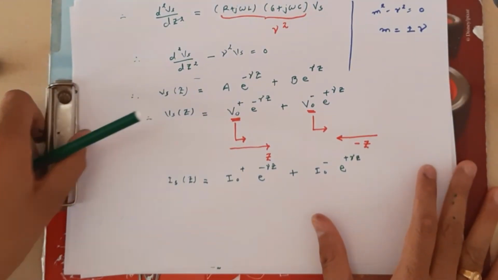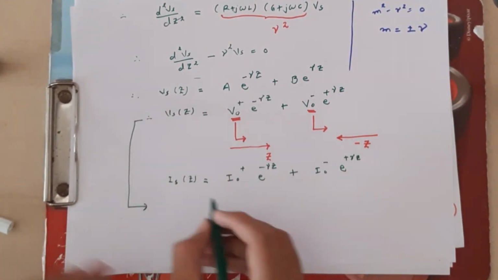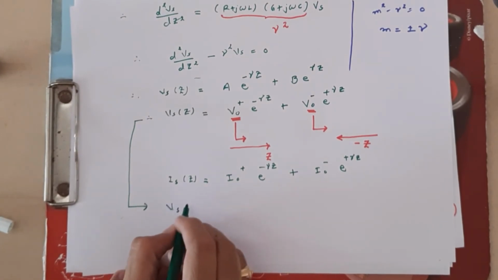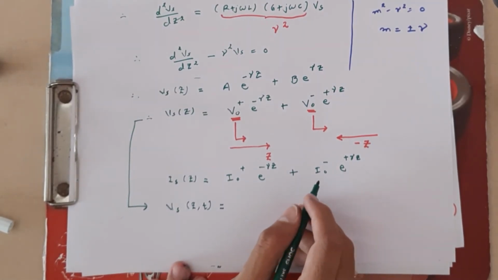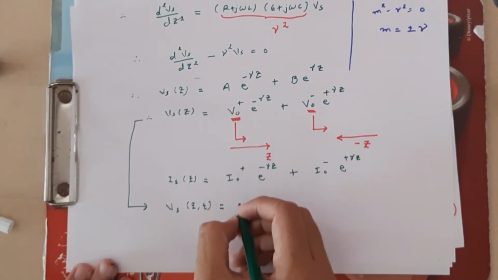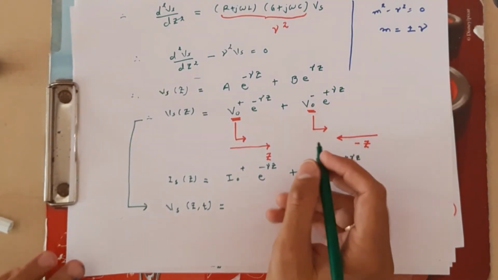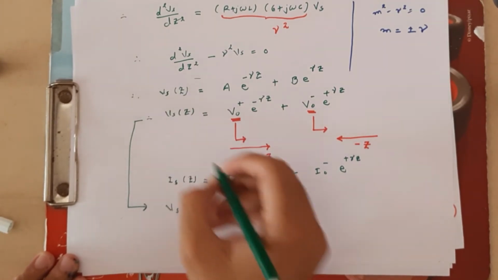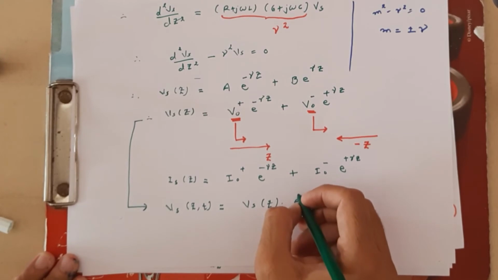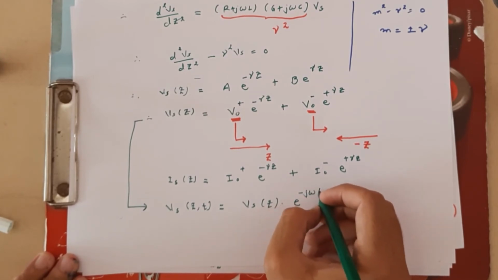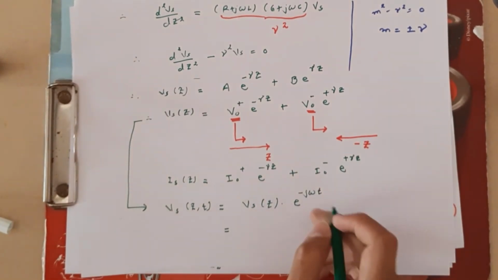But if you write it as a function of time also, how can you write this equation in time? You can write Vs, which is a function of z and time, as V0 plus e raised to minus gamma z plus V0 minus e raised to plus gamma z, that means Vs of z, into e raised to minus j omega t, because it's an exponential term.